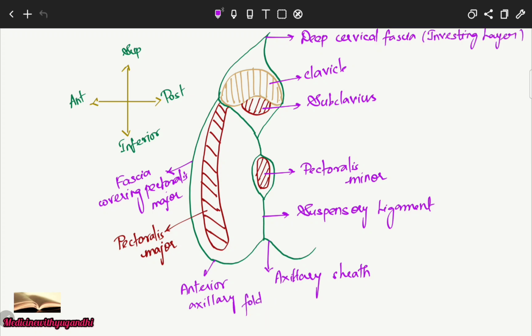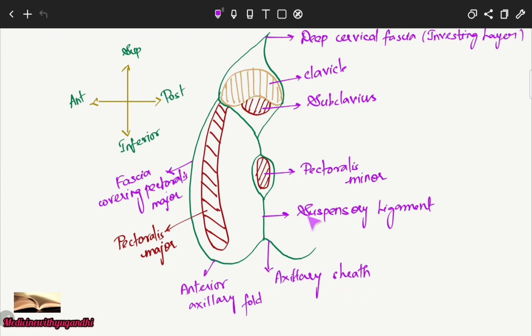Now coming to the extent of the clavipectoral fascia. This clavipectoral fascia extends from the clavicle above to the axillary sheath below. So the upper portion of the clavipectoral fascia splits into two lamina in order to enclose the subclavius muscle. As I already mentioned, this posterior lamina just fuses with the investing layer of the deep cervical fascia. Then the lower portion again splits into two lamina in order to enclose the pectoralis minor muscle. Then it fuses again and continues down as the suspensory ligament, which then fuses with the axillary sheath.